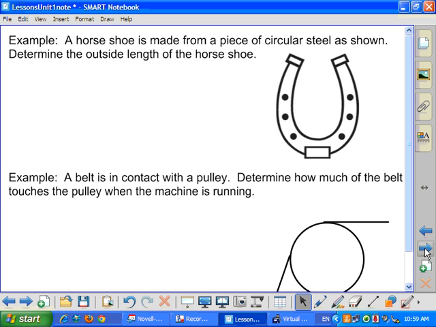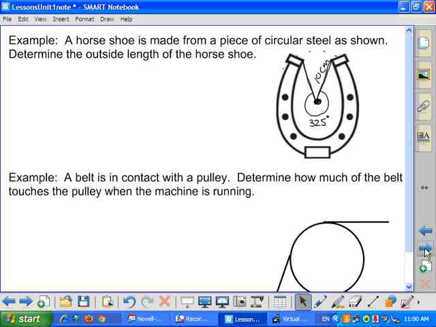Final two examples here. So we have a horseshoe. A horseshoe is made from a piece of circular steel as shown. It's kind of an approximation for us because we assume that the horseshoe is cut from a piece of circular steel. So on the diagram, I would give you this information. I would tell you that that angle there is 325 degrees. And I'd have to give you the radius. So let's give a radius of 10 centimeters.